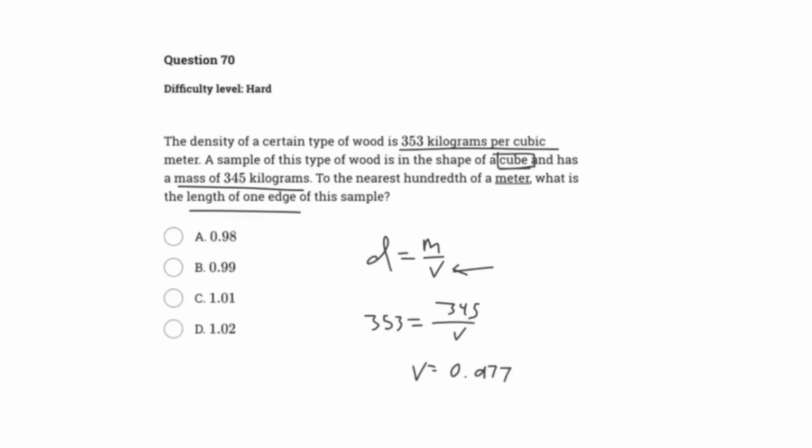And so now we have the volume of that cube, right? And to find the length of one edge, we know that to find the volume of a cube, it's side length times width times height, right? And therefore, because we know that all sides are equal in a cube, we can just take the cube root of the volume to find one edge or side length. So the cube root of 0.977 is going to give us a value of around 0.99. Therefore, that lines up with our answer choice of B, and that is our answer.